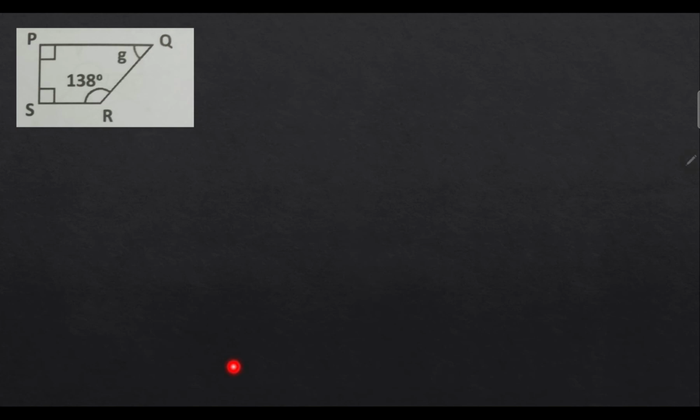So they have given you this angle is 90 degree. This angle is also 90 degree. This angle is 138 degree. You have to find out angle Q. So how will you find out? It is very simple. You will write down angle P plus angle Q plus angle R plus angle S is equal to 360 degree. Angle sum property of quadrilateral.